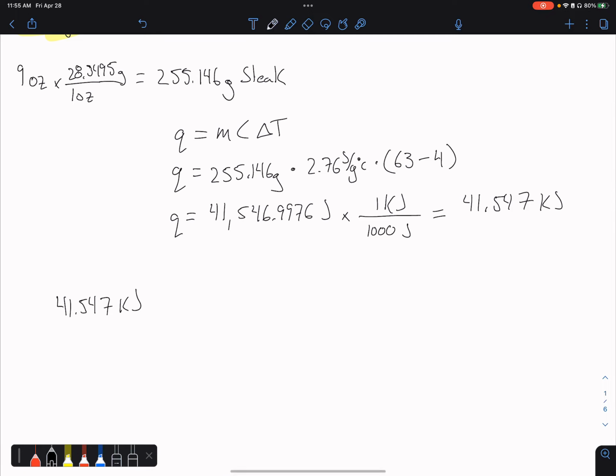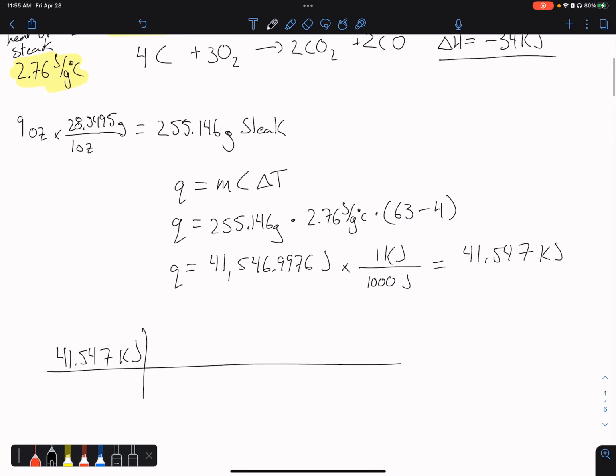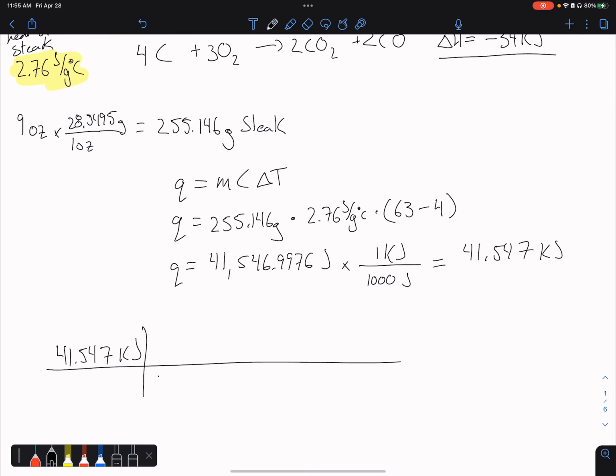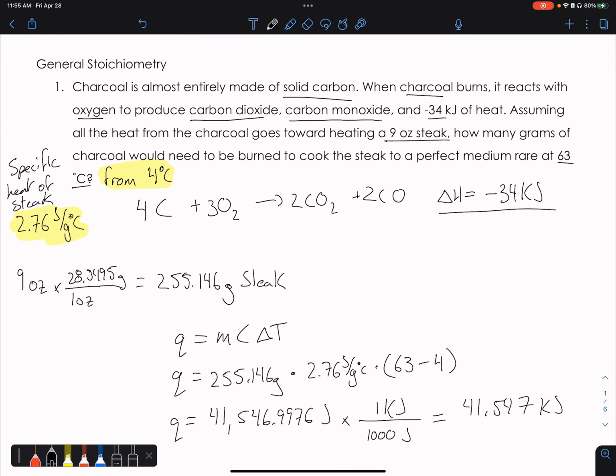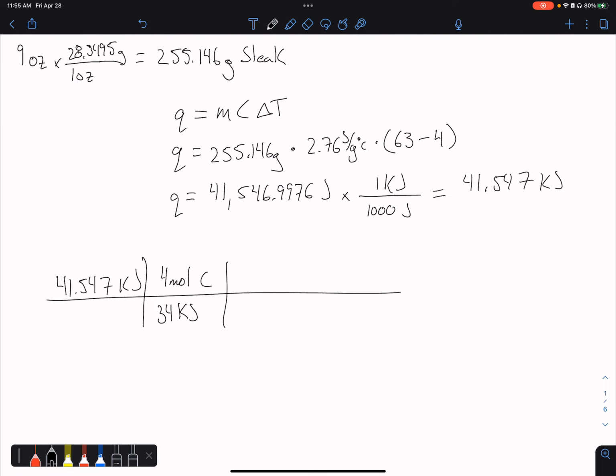Okay, so now starting from this 41.547 kilojoules, we need to essentially do stoichiometry here. From our chemical reaction above, we know that we can get 34 kilojoules for every 4 moles of carbon. And now we need the mass of carbon. So 12.01 grams carbon for every 1 mole of carbon. 41.547 times 4 times 12.01 divided by 34 would give us about 58.7 grams of charcoal.